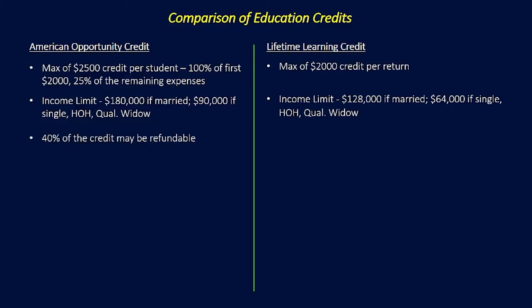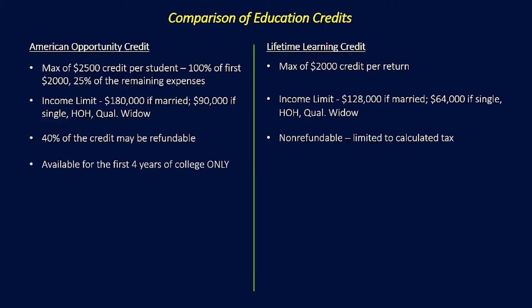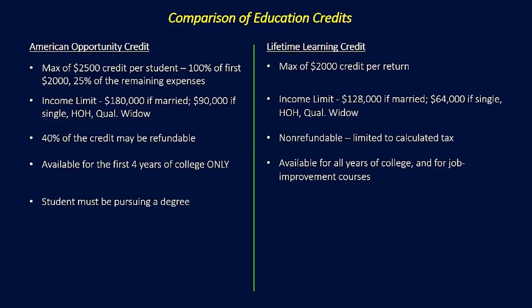40% of the American Opportunity Credit may be refundable. The Lifetime Learning Credit is a non-refundable credit. It's limited to calculated tax on the return. The American Opportunity Credit is available for the first 4 years of college only. The Lifetime Learning Credit is available for all years of college and for job improvement courses. The student must be pursuing a degree to qualify for the American Opportunity Credit. Degree pursuit is not necessary for the Lifetime Learning Credit.